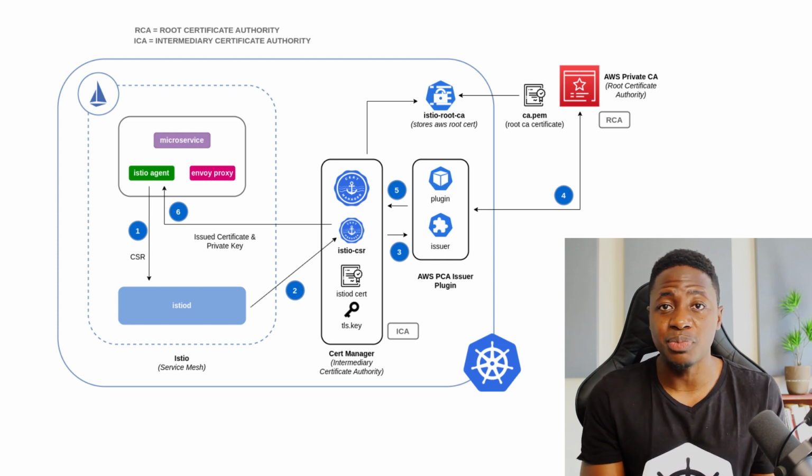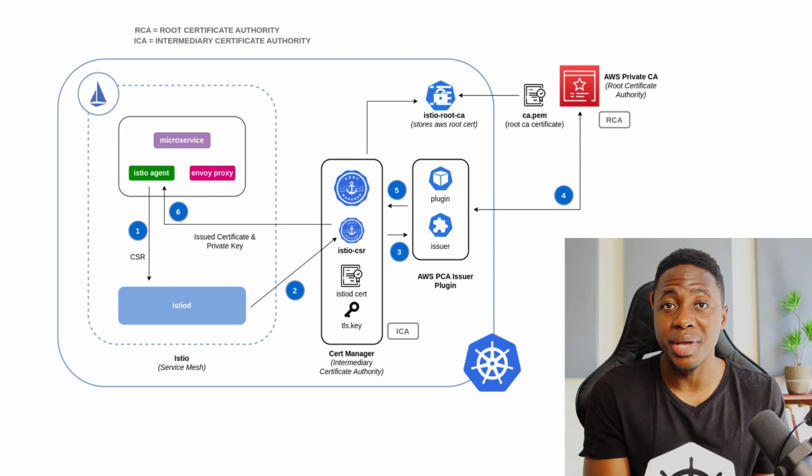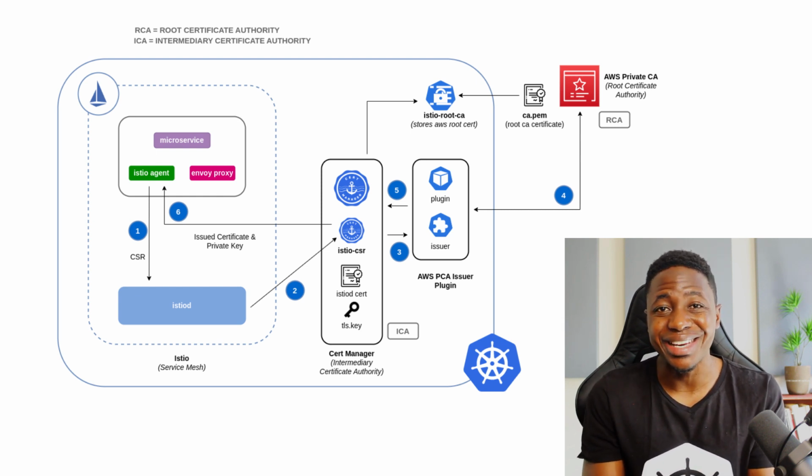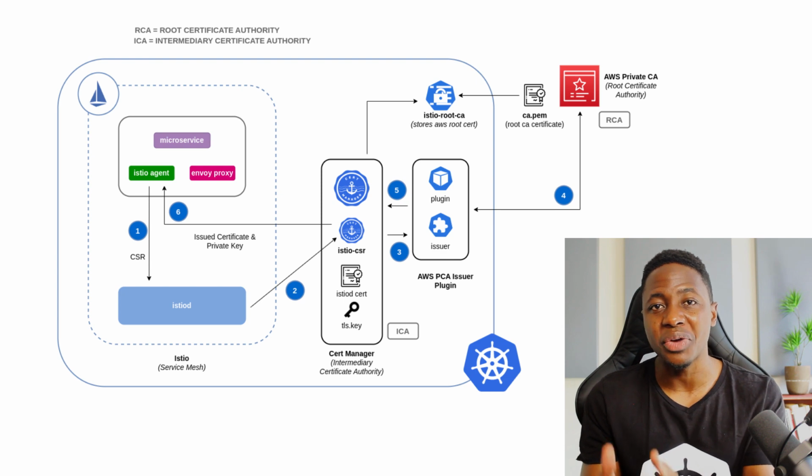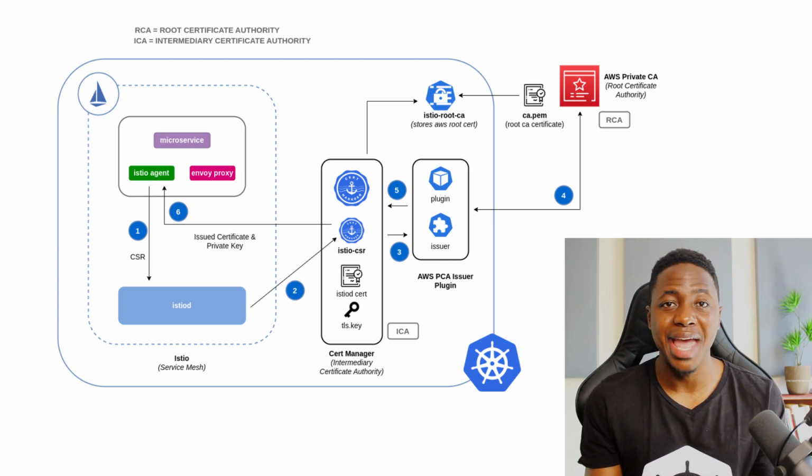And once the certificate has been signed, it will be returned to the Istio CSR, which will read the signed request and return it to the workload that initiated the certificate signing request. Let's take a look at this in action.